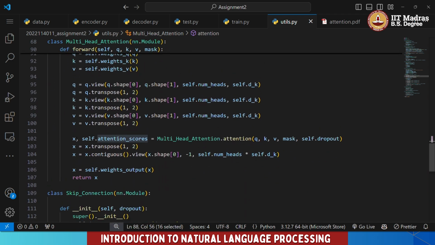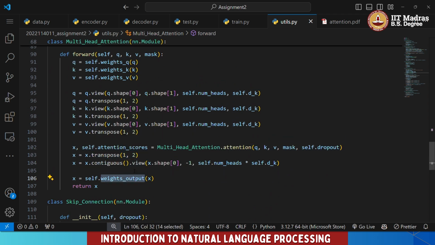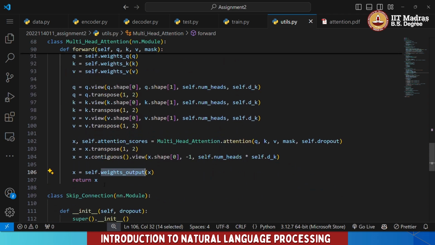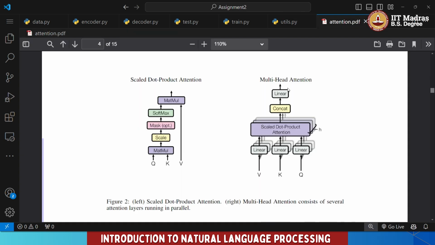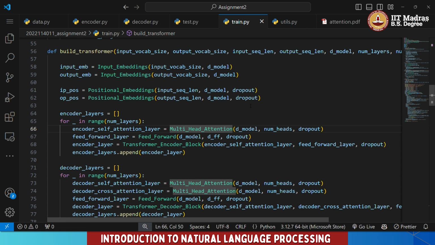So coming to that, over here we are right now, and then we pass to the final linear layer, which is the weights output as it was defined earlier, and then we return that. So that is the implementation of your multi-head attention part. We get the multi-head attention and we're done with it right now.